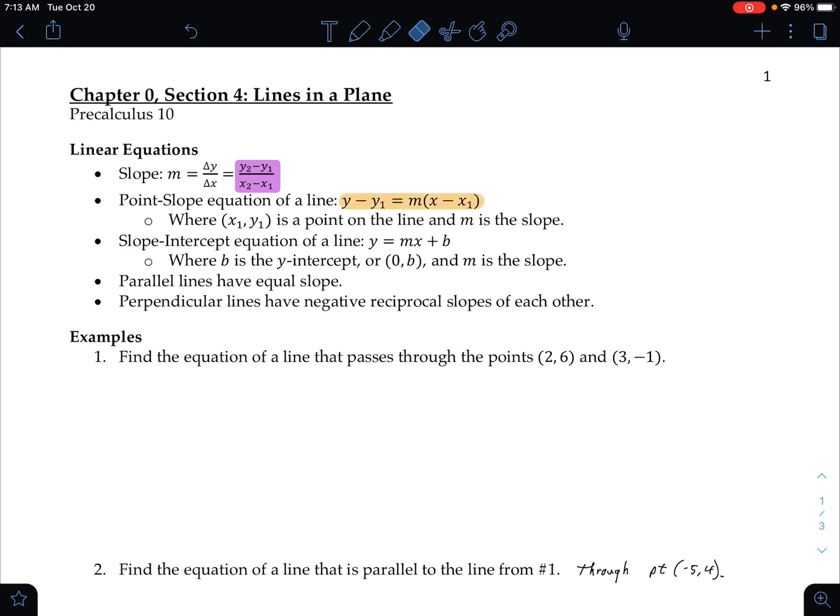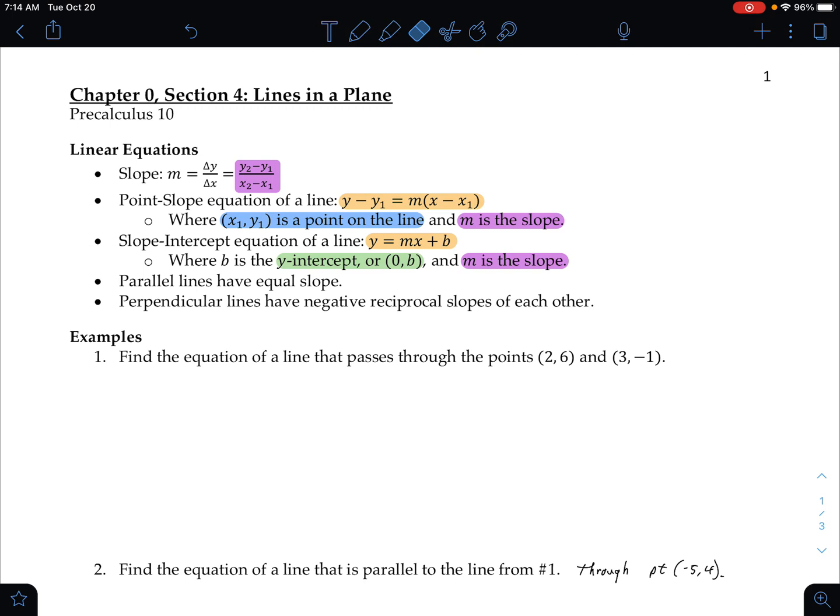Then we have here our point slope equation of a line. Y minus y1 is equal to m times x minus x1, where x1, y1 is a point on the line, any point on the line, and m is our slope. We also have our slope-intercept form, which is the one you guys probably are very familiar with, y equals mx plus b, where the b is my y-intercept, meaning 0, comma b, the x value is 0. The y value of that point is b, the y-intercept, and m is my slope again.